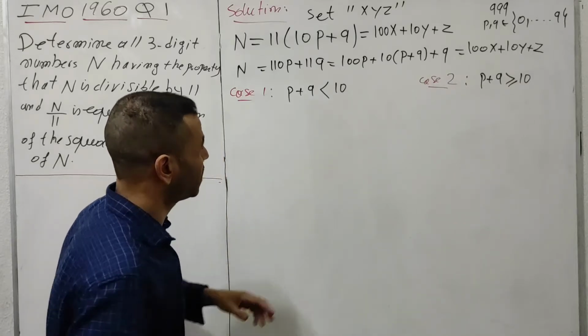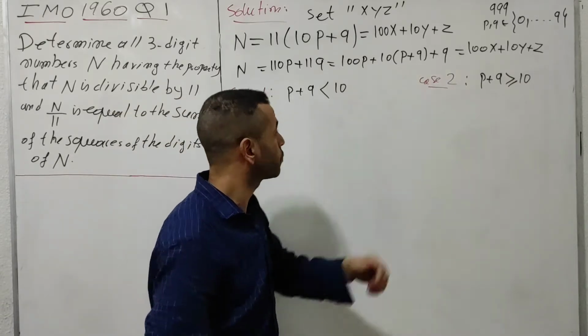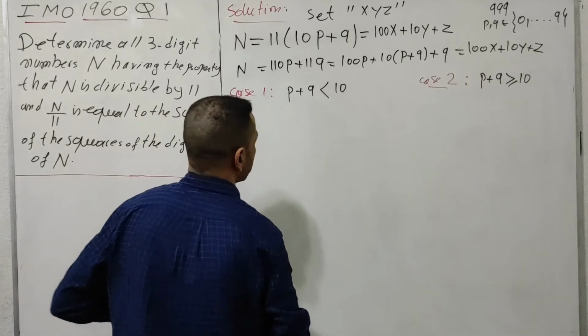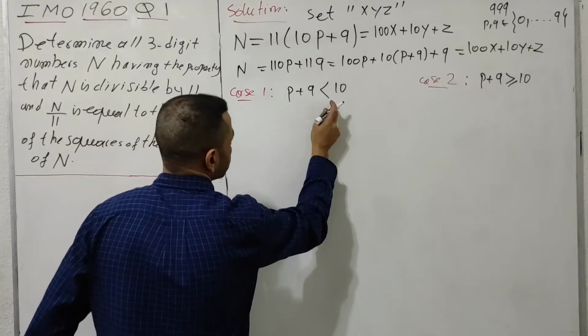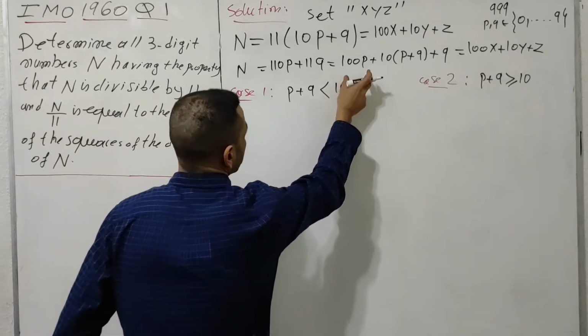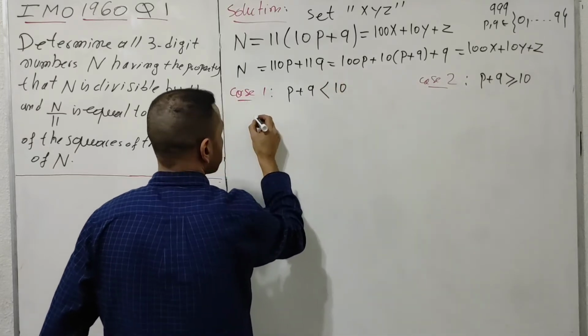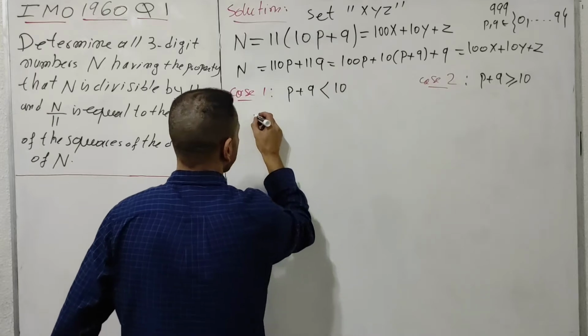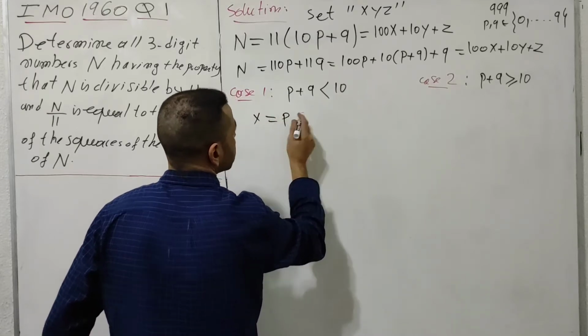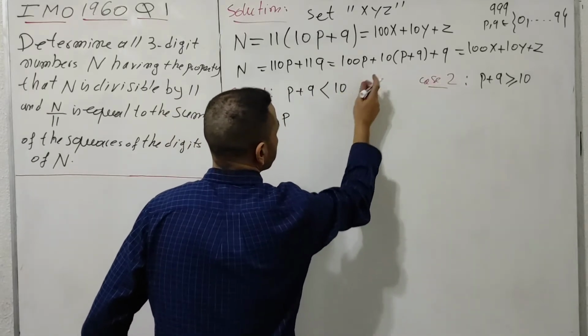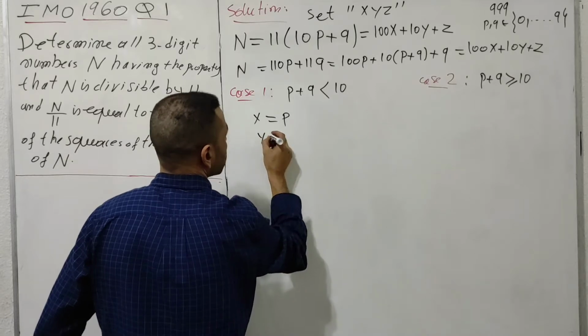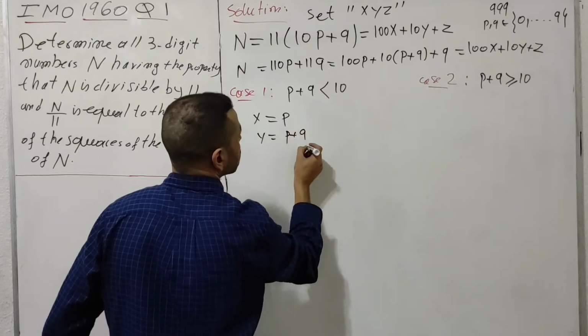This is the most confusing point here. So let's take this case first, where p plus q is less than 10. We have these numbers. I'm going to make the combination. We have x equal to p, as we have here, right? We have y equal to p plus q.